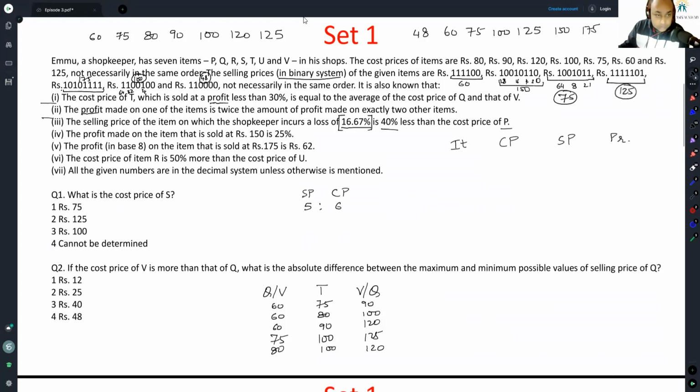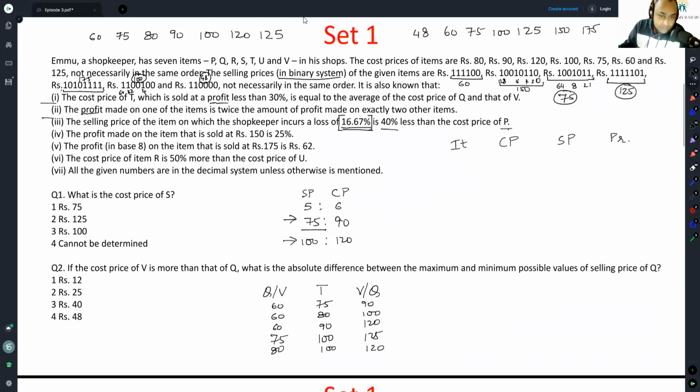Okay. So now, the selling price of an item on which the shopkeeper incurs a loss of 16.67%, it could either be 90, 75 that is being talked of, or it could be 120 and 100 being talked of. One of these two cases is being talked of. Okay. Now we're also told the selling price of the item on which the shopkeeper incurs a loss of 16.67% is 40% less than the cost price of P.